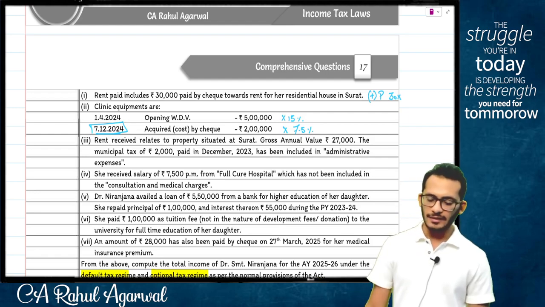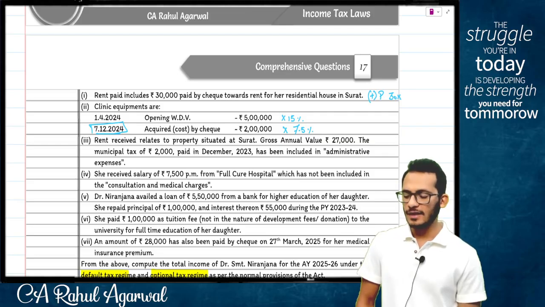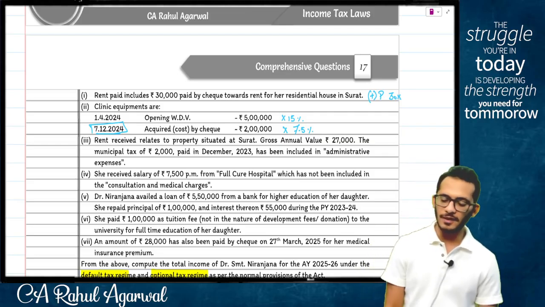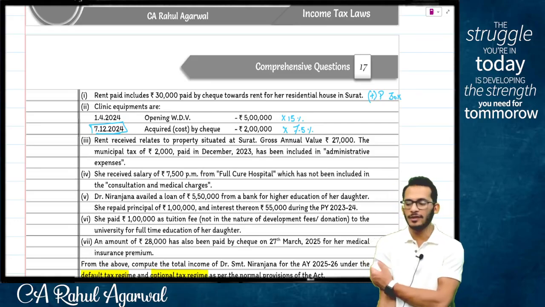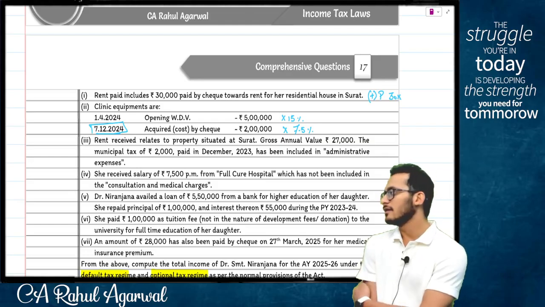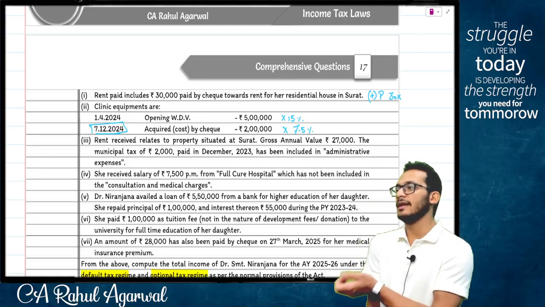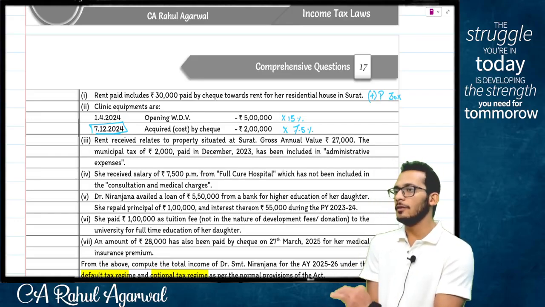Next, rent received relates to property situated at Surat. The gross annual value is 27,000. Municipal tax is 2,000 paid in December and has been included in administrative charges. People, multiple items are here. But one thing which I'm not sure if you guys are noticing is that this is rent received from the same property in Surat.